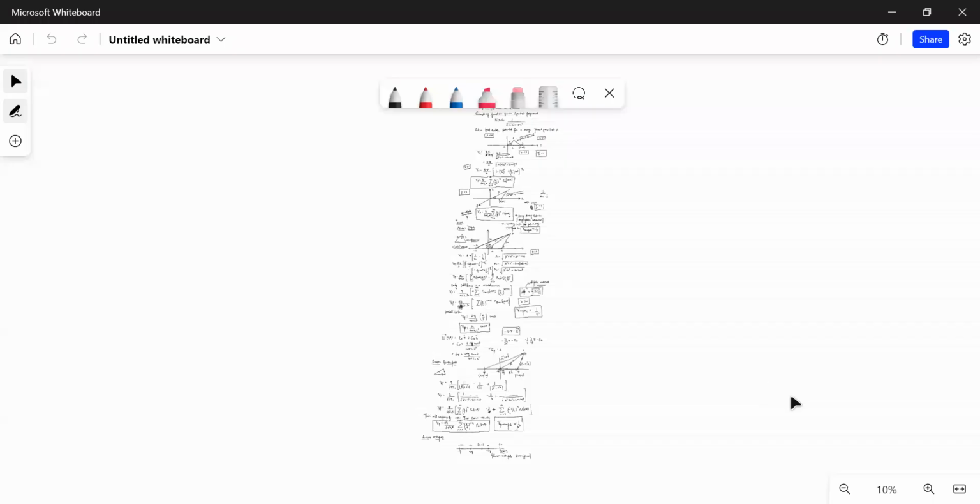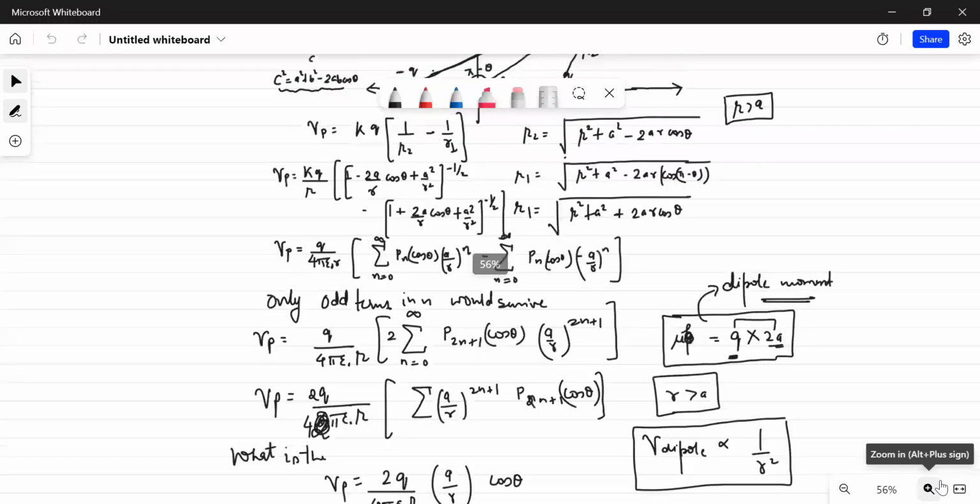Hello. Yesterday we were doing some cases for dipole moment, sorry, not dipole moment. We were doing one of those topics where we wanted to find the potential for a dipole, for a quadrupole, and so on and so forth. So today we are going to continue with the same. This is in the series of Legendre's polynomials that we are studying.